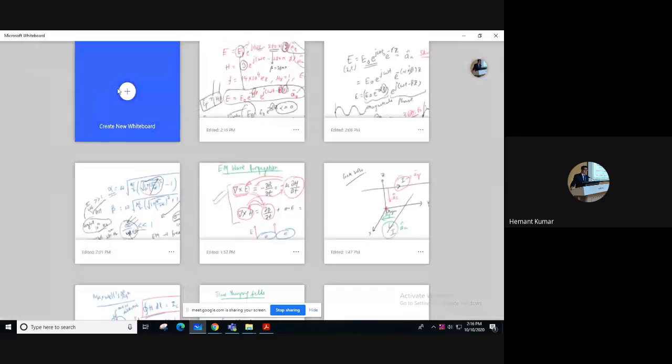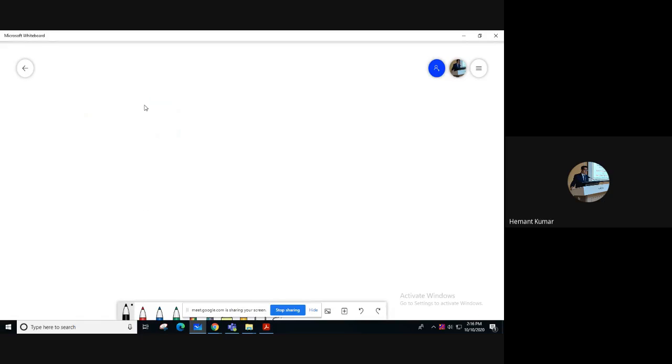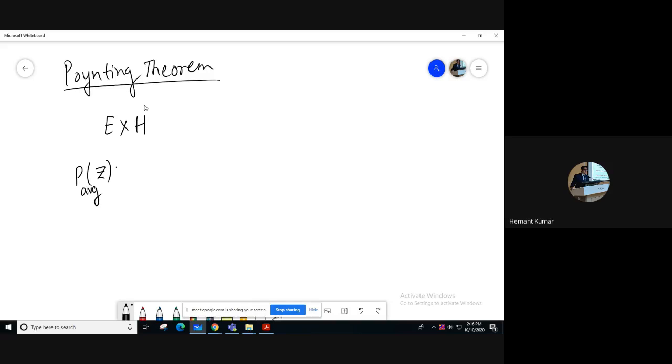Next, I will discuss the pointing theorem. I will not go into the detail; I will just tell you why we use this theorem. This theorem is used to calculate the power density, E cross H. Whenever we want to calculate the average power for a wave propagating in the z direction, it is always given by the multiplication of RMS values.